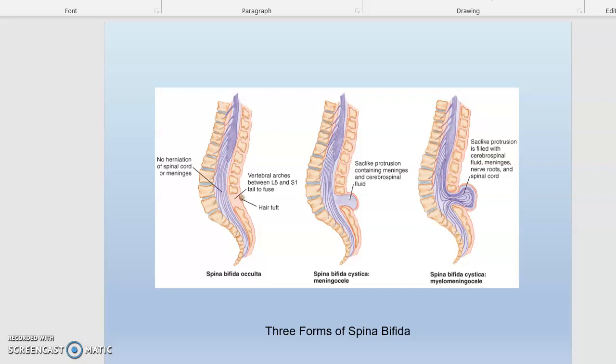Meningocele is a sac-like protrusion filled with spinal fluid and meninges. The most severe form is myelomeningocele, in which the sac is filled with spinal fluid, meninges, nerve roots, and spinal cord.